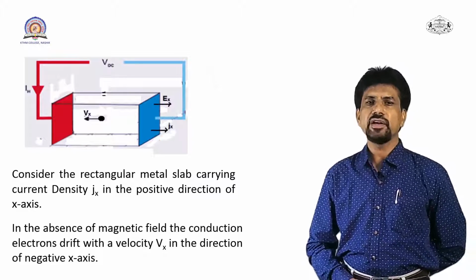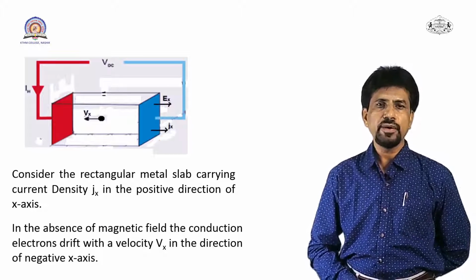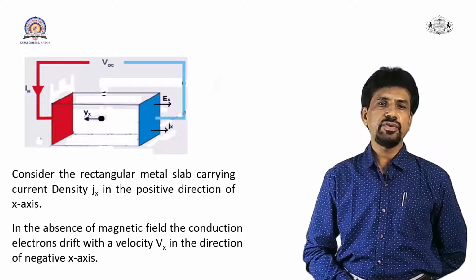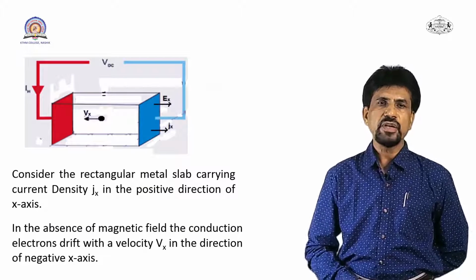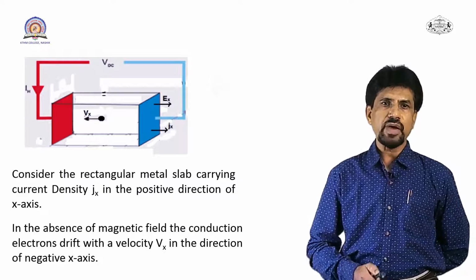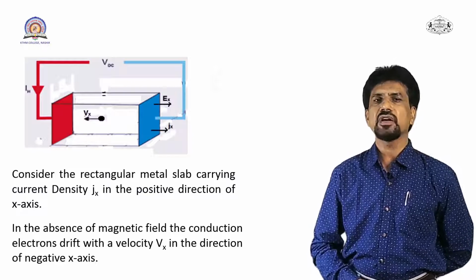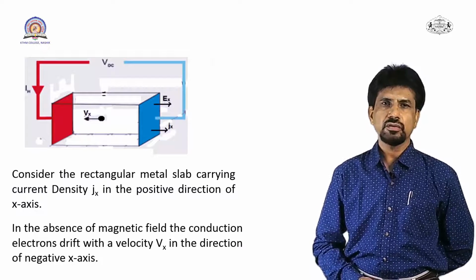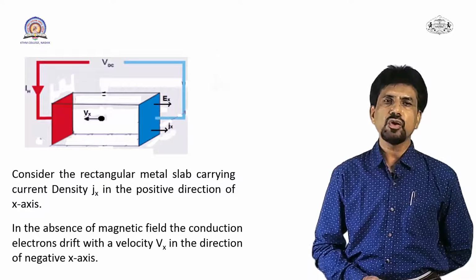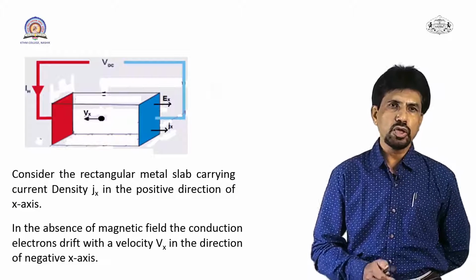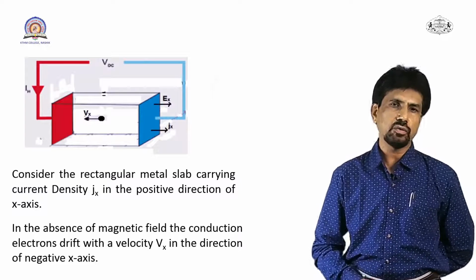In the absence of the magnetic field, the conduction electrons drift with the velocity Vx in the direction of the negative x axis. That means in the absence of the magnetic field, when we apply a suitable potential difference across the two ends of the conductor, the electrons start to move from the negative terminal of the battery to the positive terminal of the battery, that is, from one end of the conductor to the other end of the conductor.